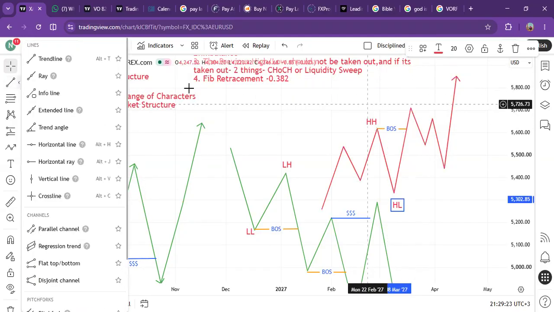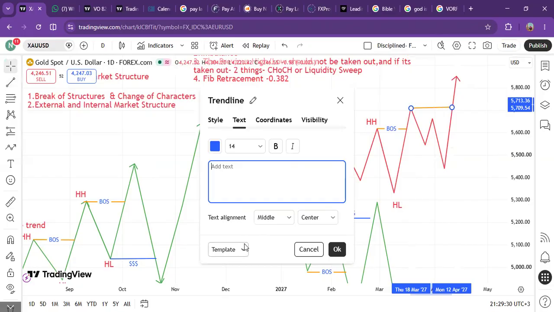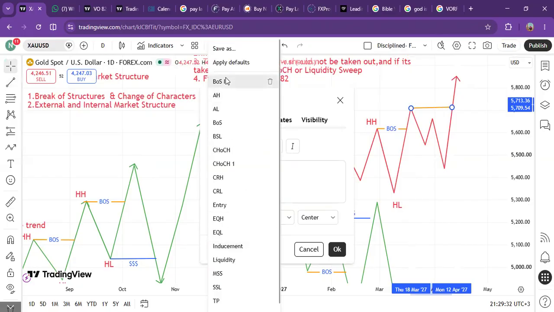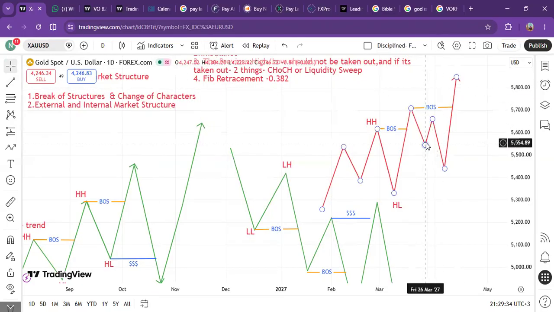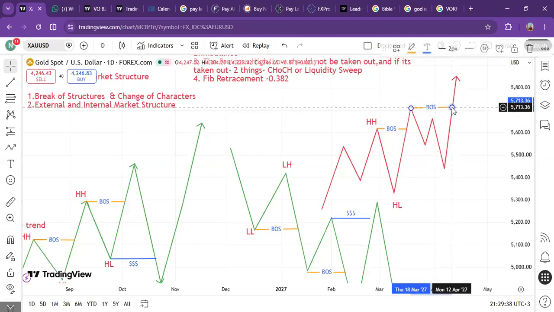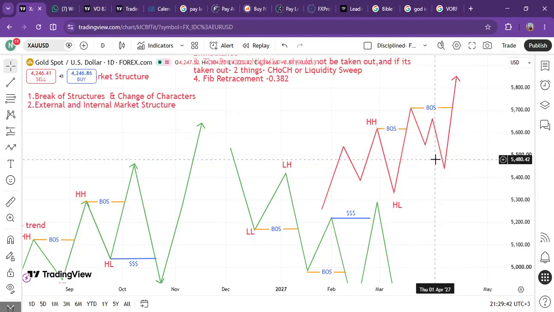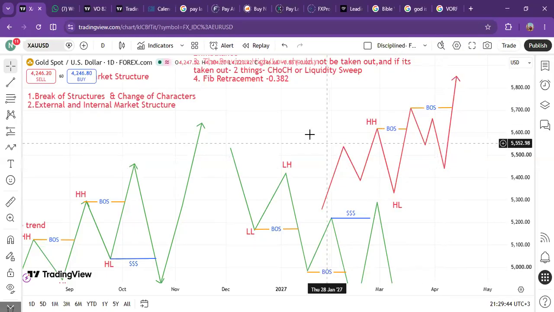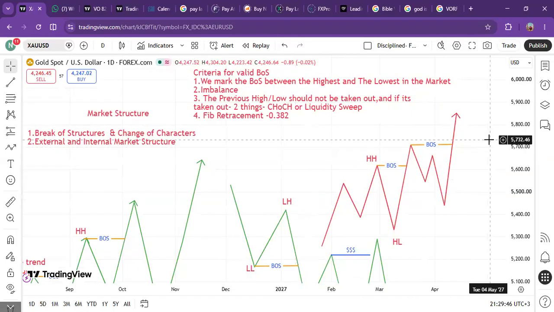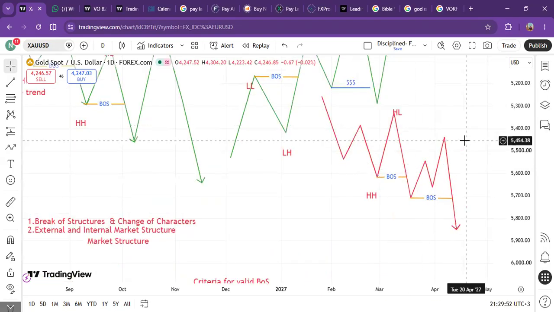So you'll mark at this point here, and not here. I hope now people will not make that mistake, because this is the highest point, the lowest point. And the vice versa is true.